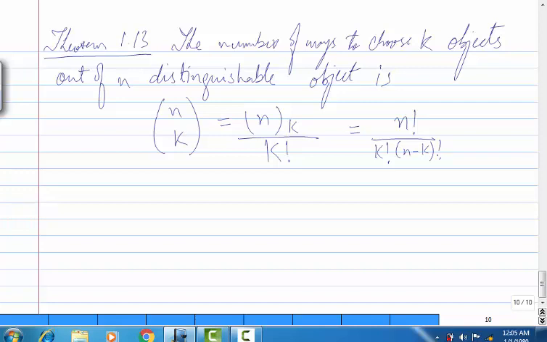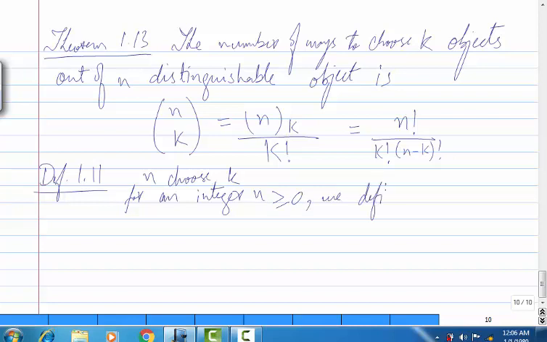So there is a definition 1.11, and it says that n choose k, for an integer n greater than or equal to 0, we define n choose k equal to n factorial over k factorial times n minus k factorial, where k is from 0, 1 up to n, and 0 otherwise.